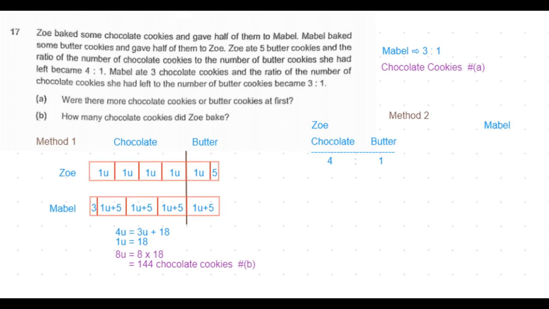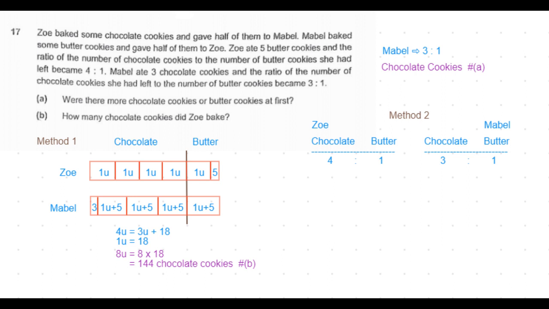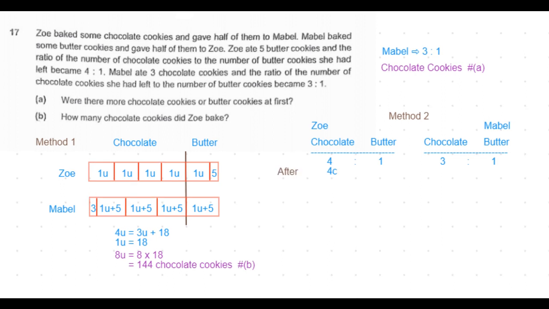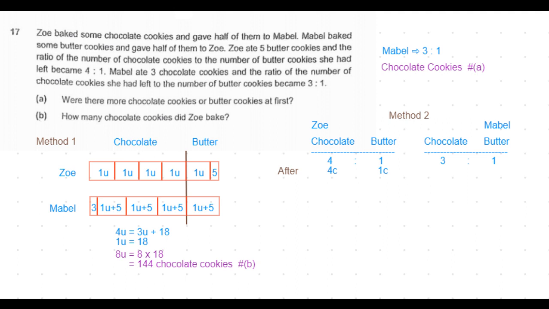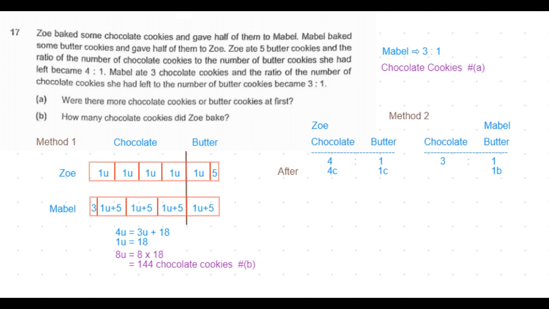After having their cookies, the ratio of chocolate cookies to butter cookies that Zoe had was 4:1, and for Mabel was 3:1. So after having their cookies, let's say Zoe had 4C chocolate cookies. Her corresponding number of butter cookies should be 1C. Similarly, if Mabel had 1B butter cookies, she would have had 3B chocolate cookies. So this is after they had their cookies.